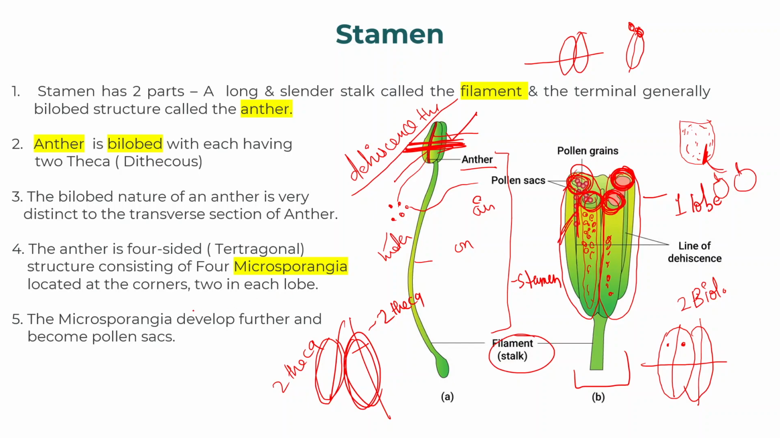Okay, so the anther is four-sided. It could be this structure: one, two, three, four.